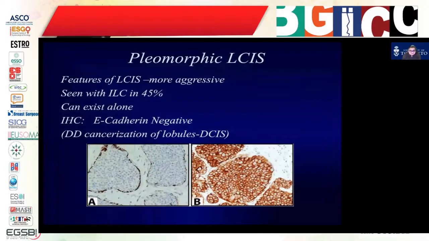Pleomorphic LCIS is very, very high risk. It's very aggressive, and if you have a diagnosis of pleomorphic LCIS, there is 45% likelihood of associated invasive lobular carcinoma. What does that mean? Every time you have a diagnosis of pleomorphic LCIS, you have to excise it. Here is an example of LCIS that is seen. And again, remember, there is no E-cadherin staining. It's negative as opposed to this, which is positive in DCIS. So that's a DCIS, and this is LCIS.